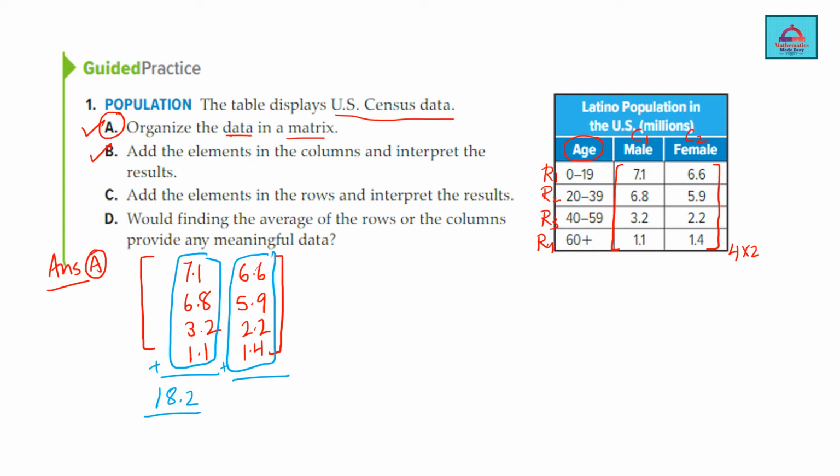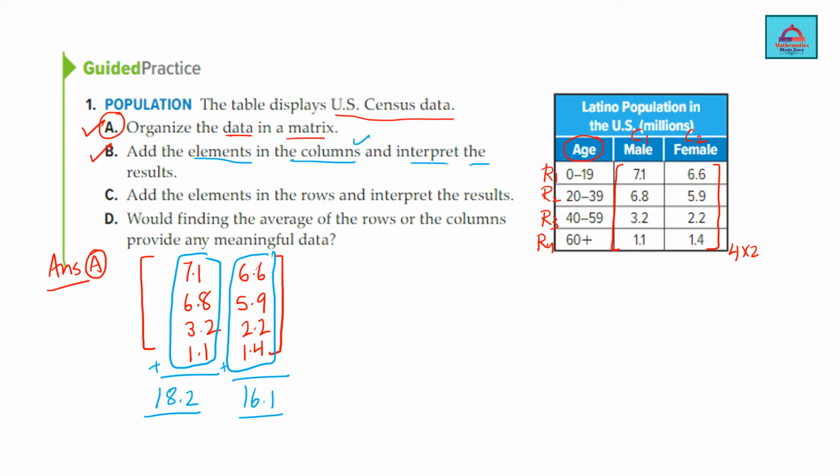Let's do a similar process for the second column. So 6.6 plus 5.9 plus 2.2 plus 1.4. So that comes out to be 16.1. So we have done the addition part in the columns.